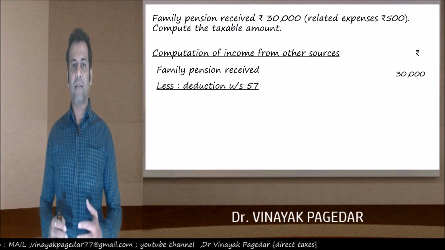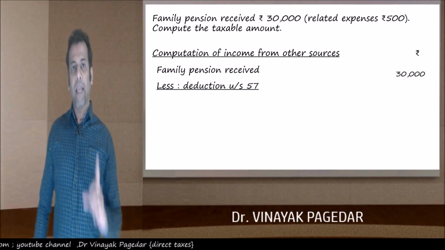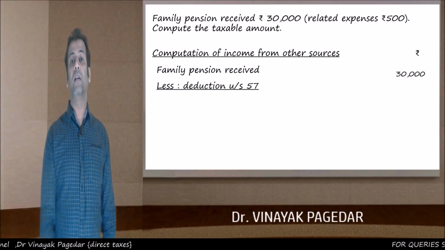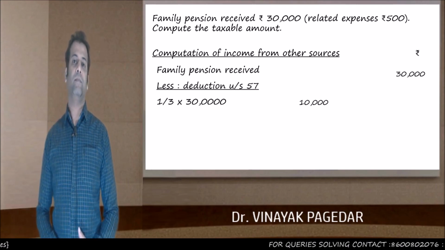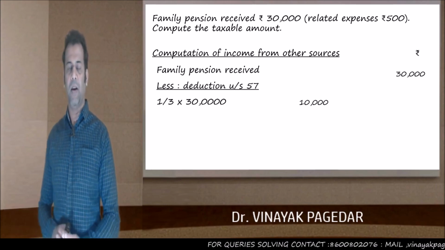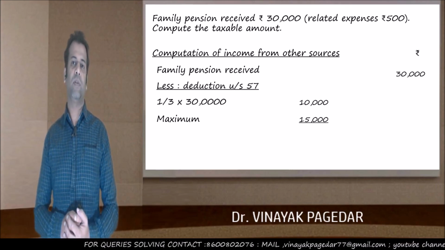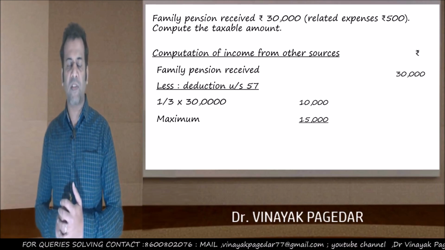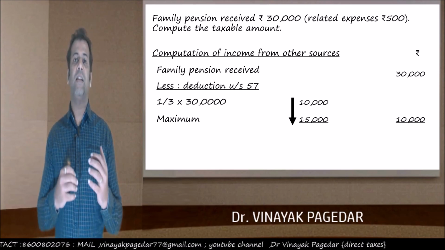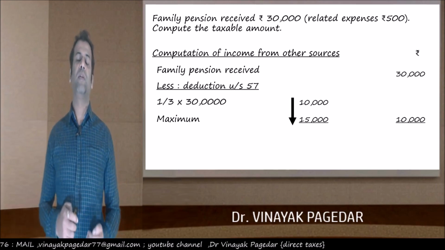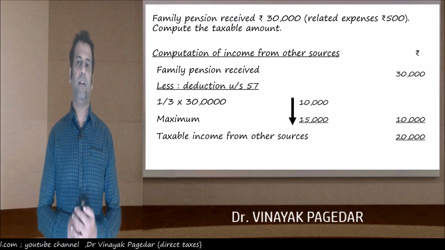Now understand, my friends, that income tax intends to give you a deduction of 1/3 of the amount received. How much is received? 30,000. 1/3 of 30,000 comes to how much? 10,000. But there's a cap. Cap means upper limit, that at any cost, whatever be the case, the deduction should not exceed rupees 15,000. So you get a formula: 1/3 of the amount received or 15,000, whichever is lower. Which is lower? The answer is 10,000 in this case. So 10,000 will be the deduction. 30,000 received, 10,000 deduction. The taxable amount will be 20,000.